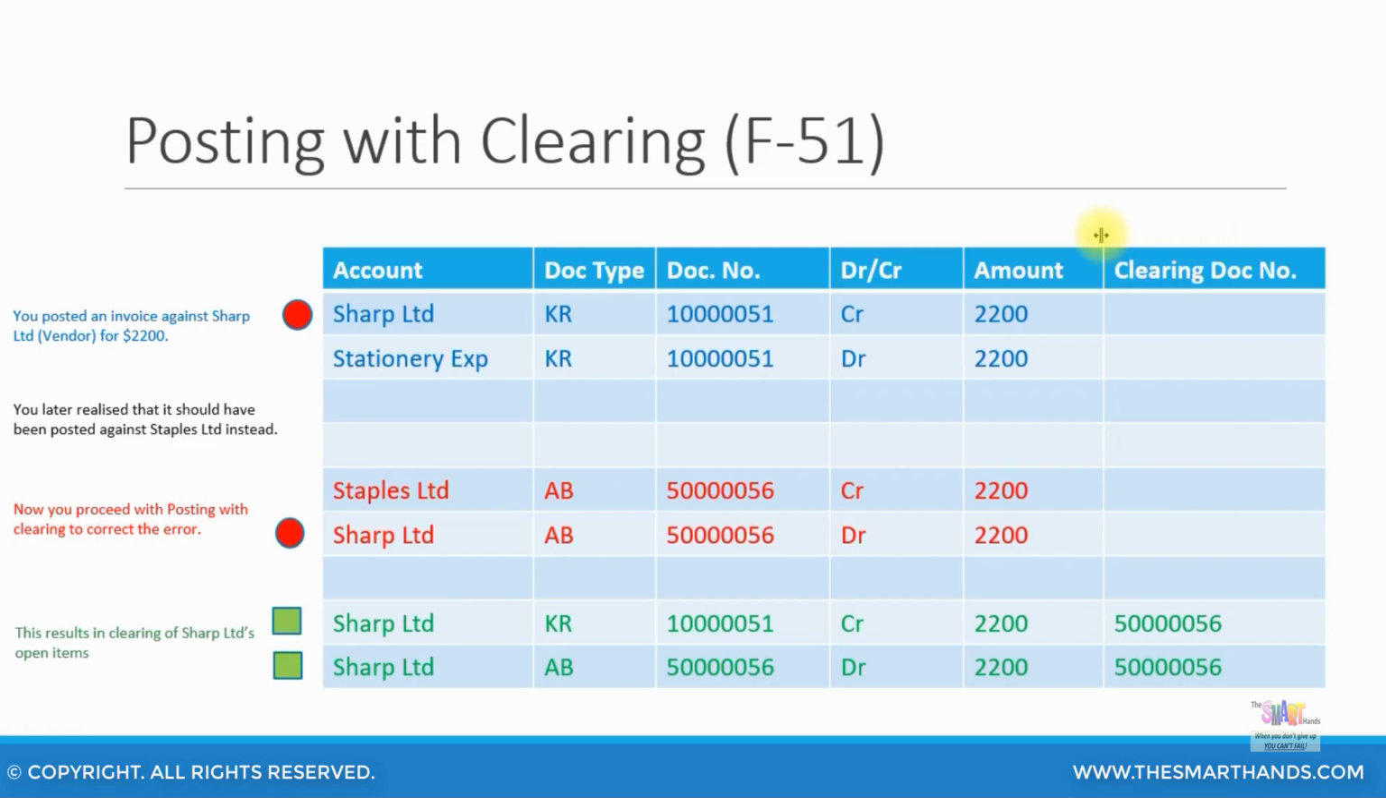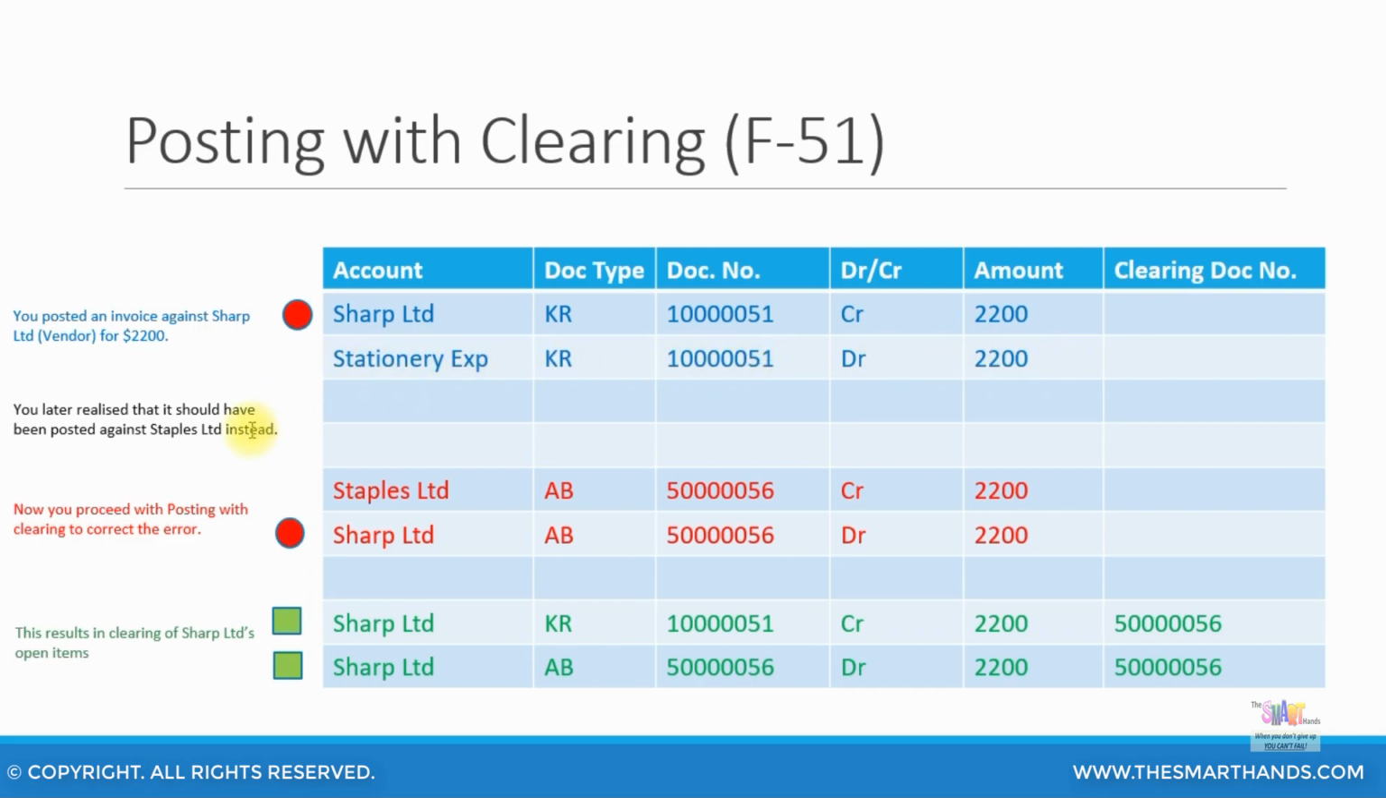You can use the short transaction code F-51 to do the post with clearing transaction, or you can use the appropriate Fiori application. In this example, you have posted an invoice against Sharp Limited, which is a vendor, for $2,200. So the standard posting will be Sharp Limited, a vendor, document type most likely will be KR, a document number will be generated for this, a vendor credit entry of 2,200 and a corresponding expense entry for 2,200. That is the invoice you have posted.